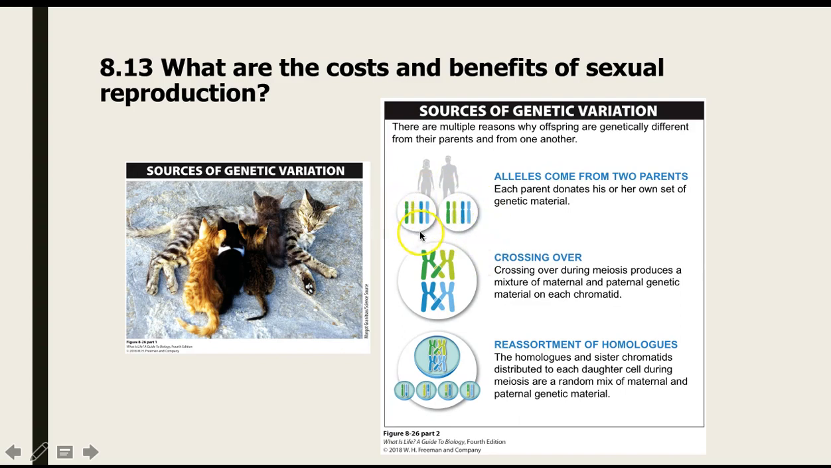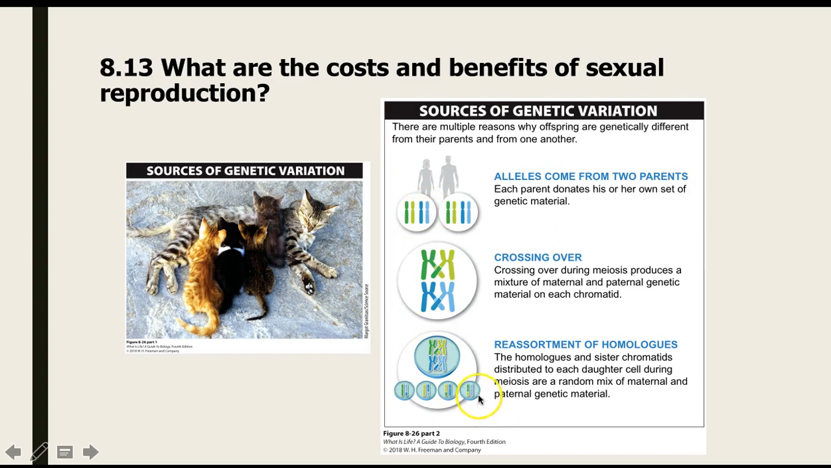Another reason is because, of course, your parents aren't the same. And because your parents aren't the same, they're giving you different versions. Maybe your mom has red hair and your dad has brown hair, or maybe your mom has straight hair and your dad has curly hair, or something along those lines. They are different, and so that's another source of variation.